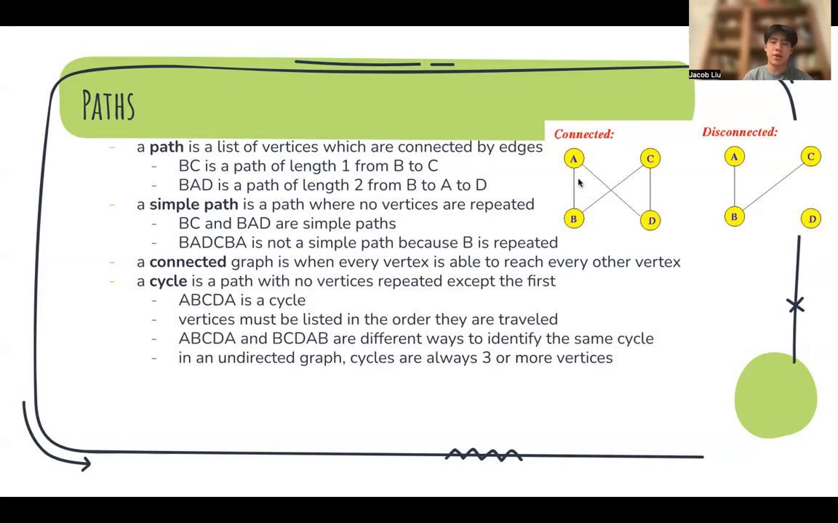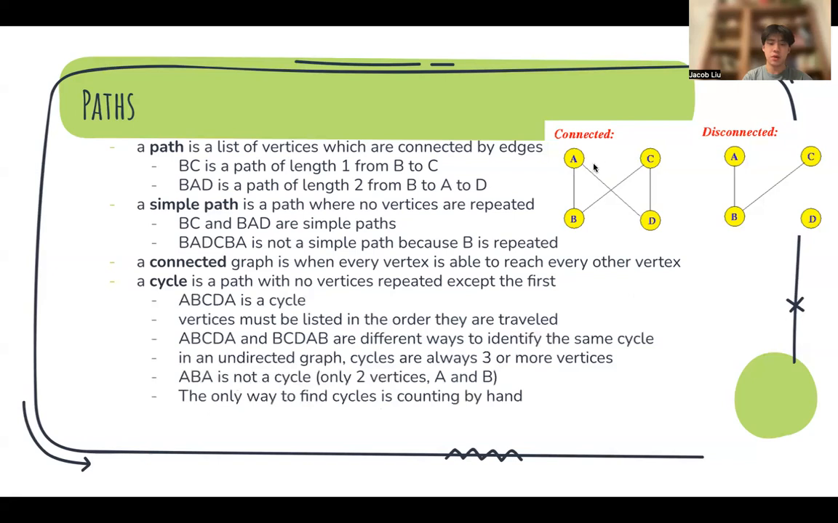So in an undirected graph, a cycle is always 3 or more vertices. Because this graph is undirected, a cycle cannot be A, B, A. This 3 or more vertices rule only applies to undirected graphs. And the only way to find cycles is by counting by hand.